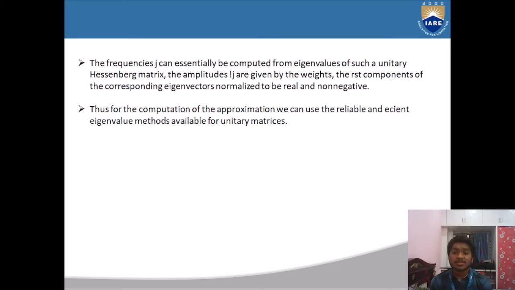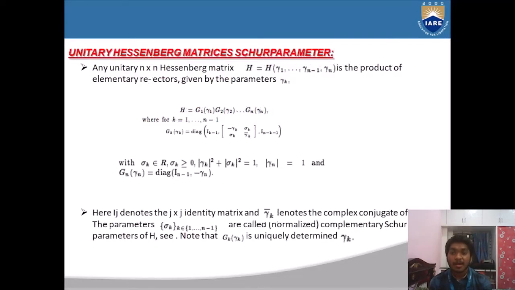The frequencies θ_j can essentially be computed from the eigenvalues of such a unitary Heisenberg matrix. The amplitudes are given by the weights, the first components of the corresponding eigenvectors normalized to be real and non-negative. Thus, for the computation of the approximation, we can use the reliable and efficient eigenvalue methods available for unitary matrices. Unitary Heisenberg matrices are parameterized.